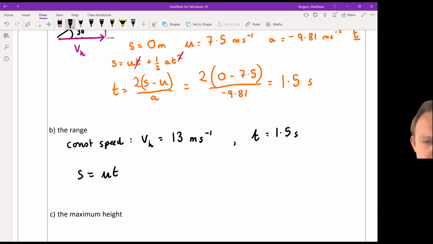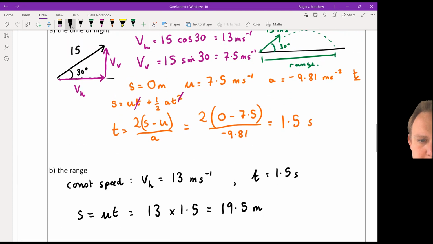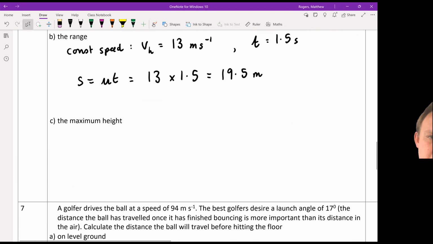S is equal to ut. There is no acceleration, so we won't bother with the half at squared part. That's 13 times 1.5, which is 19.5 meters. And last part, the maximum height.